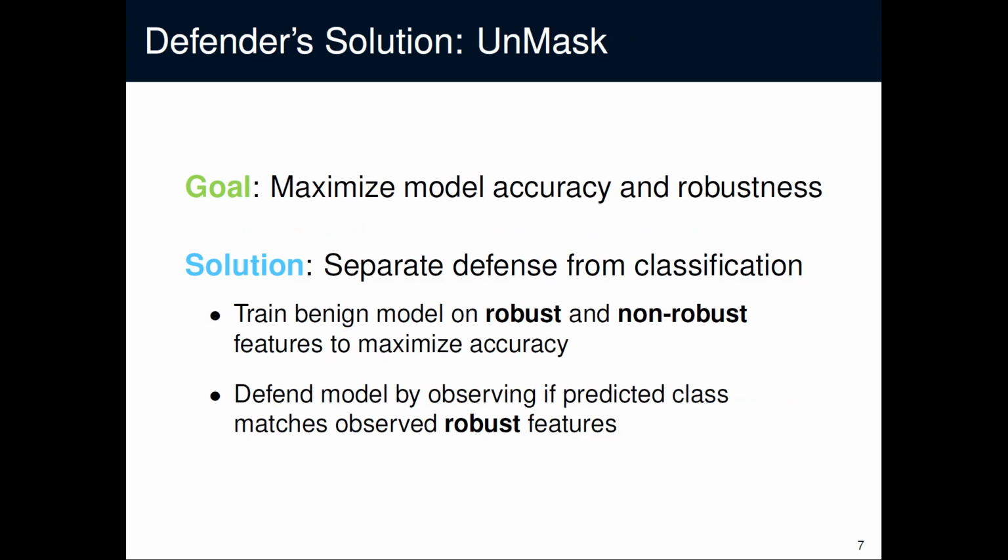So what's the solution? We propose Unmask, which essentially has the goal of maximizing model accuracy and robustness simultaneously. However, our solution is to separate the defense from the traditional classification process. We do this by training a benign model on robust and non-robust features to maximize accuracy, as would be traditionally done. And then at the same time, we have a second model which only trains on the robust features, allowing us to then determine if the predicted class matches the observed robust features of the class.